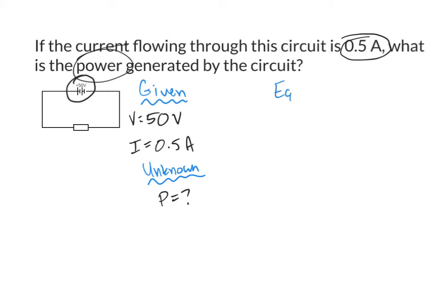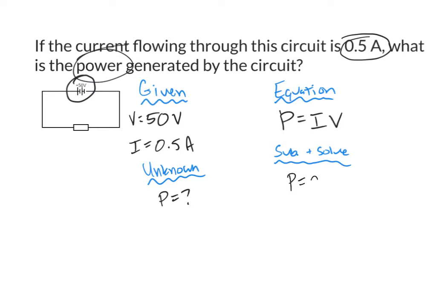And to do this, we're going to use our power equation. So P is equal to current times voltage. This is nice because we don't have to do anything to shift around the variables in our equation before we go to our substitute and solve step. So we're going to say that our power P is equal to, again, our current 0.5 times our voltage of 50, which gives us a power of 25 watts.